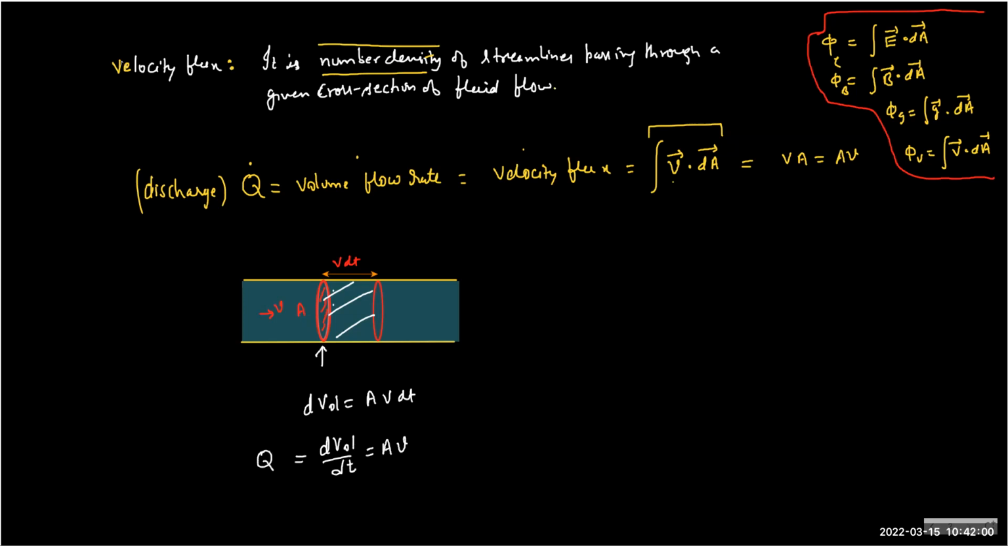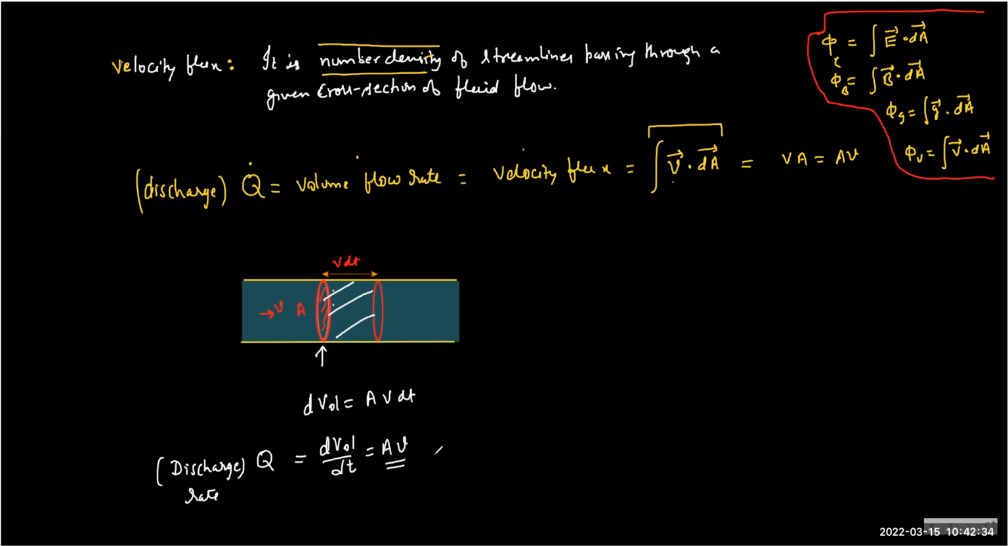This is called the volume flow rate, which we represent by the symbol capital Q, and this is also called discharge rate or simply discharge. The discharge rate is the amount of volume crossing the given cross section per unit time, which we can write as A into V. And this is the case when the velocity is constant throughout the cross section.